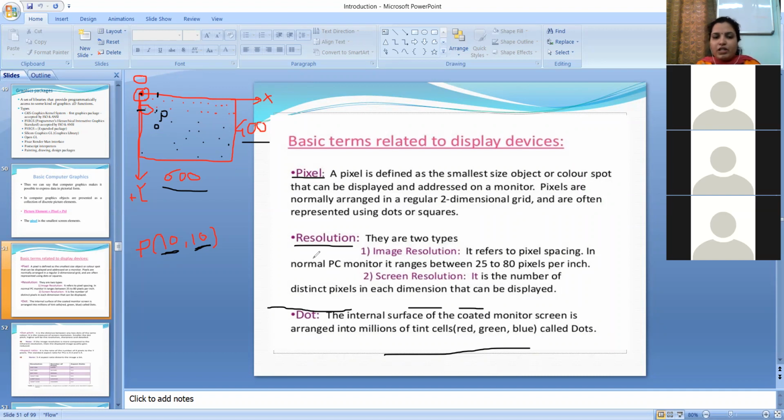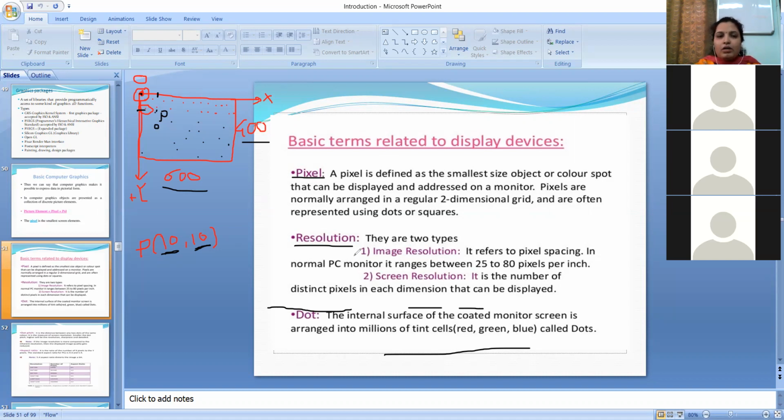The number of distinct pixels is the quality of resolution. Resolution is of two types. The first is called image resolution and the second is called screen resolution. Image resolution refers to pixel spacing in a normal PC monitor. It ranges between 25 to 80 pixels per inch.